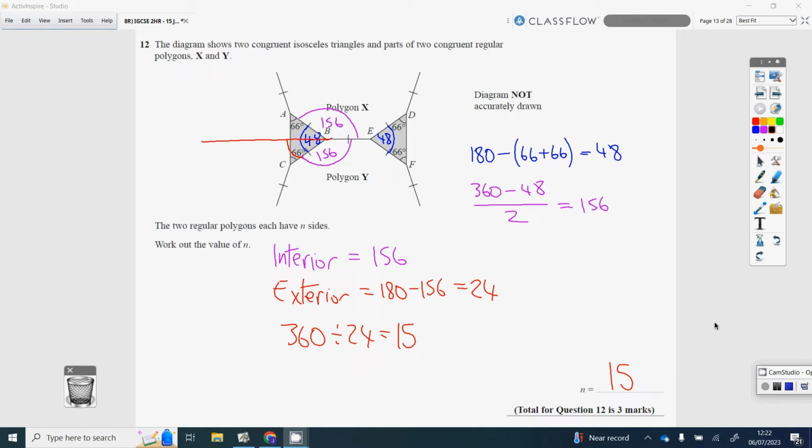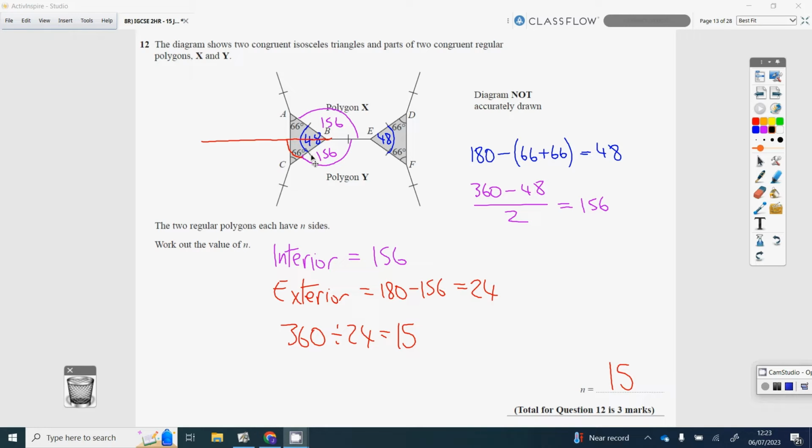Question 12. Well, quite a bit of work to do here. First thing to take on board is these two grey triangles are isosceles triangles. So the base angles are equal, which in fact they've already told us. So to work out this angle here, this angle ABC, well, angles in a triangle add up to 180. So this angle ABC and the angle DEF are just 180, take away 2 lots of 66, which is 48. So that's the angle in blue.